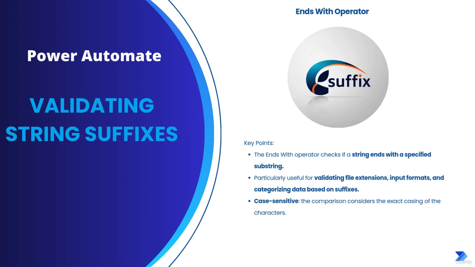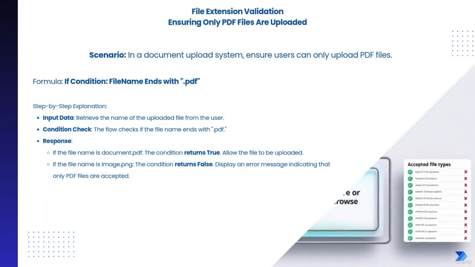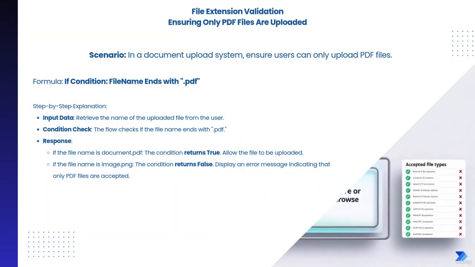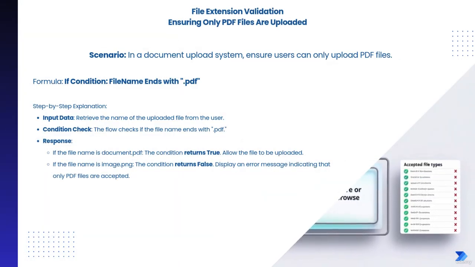Scenarios. Example 1. File extension validation. Scenario: in a document upload system, you want to ensure that users can only upload PDF files. The flow checks if the uploaded file name ends with .pdf. Formula: if condition. File name ends with .pdf.